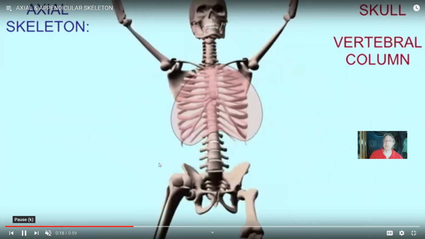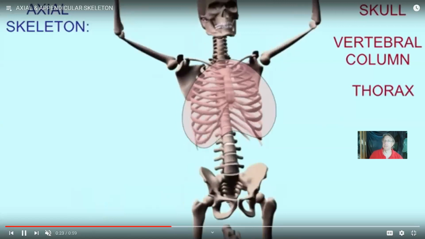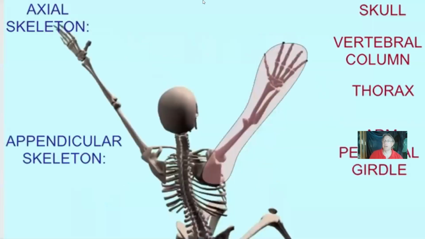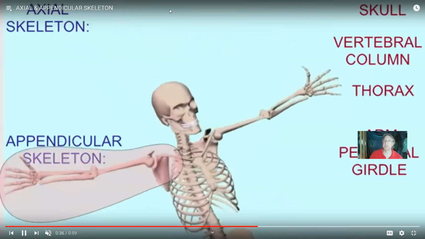The remaining part of the skeleton is referred to as the appendicular skeleton. This is the bones of the arm, the leg, and the girdles which attach the arm and leg to the axial skeleton. That would be the pectoral girdle in the shoulder region, and the pelvic girdle, the hip.